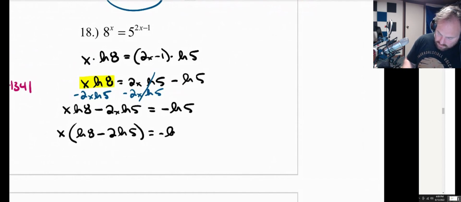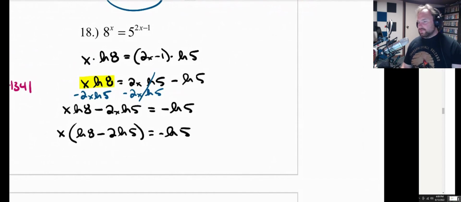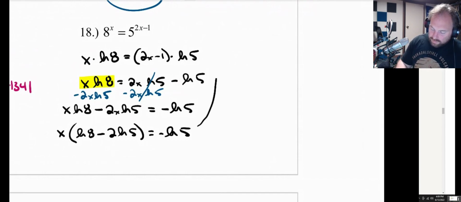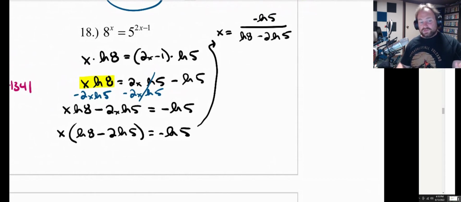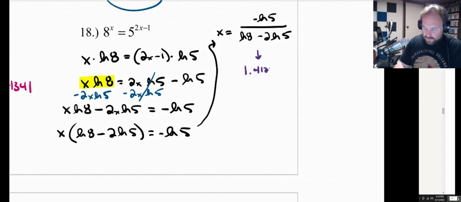And we are pretty much home free because the last thing we got to do is divide that entire chunk over. And again, will it be pretty? Nope. But will it be right? Absolutely. X is equal to the negative natural log of 5 divided by the natural log of 8 minus 2 natural log of 5. That is what it's supposed to be. If you want to try it on your calculator, that should be about 1.4124, which is suspiciously close to the square root of 2, but I don't think that's what it is.